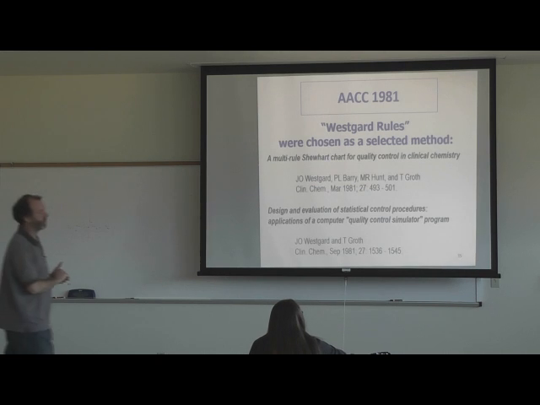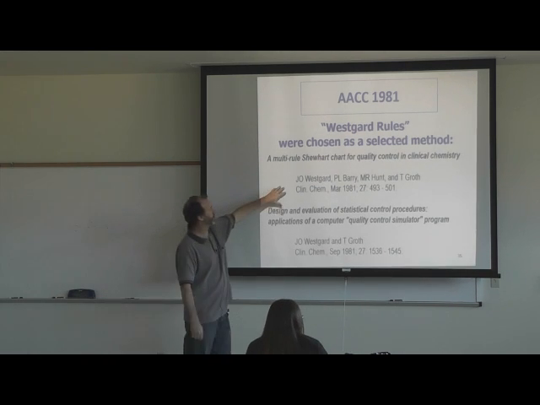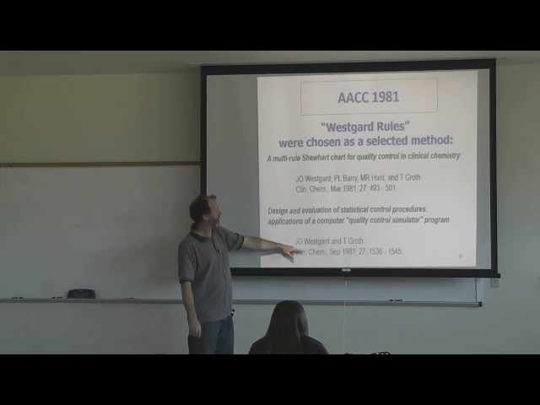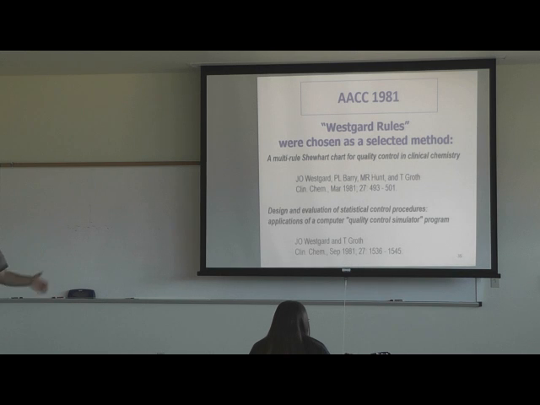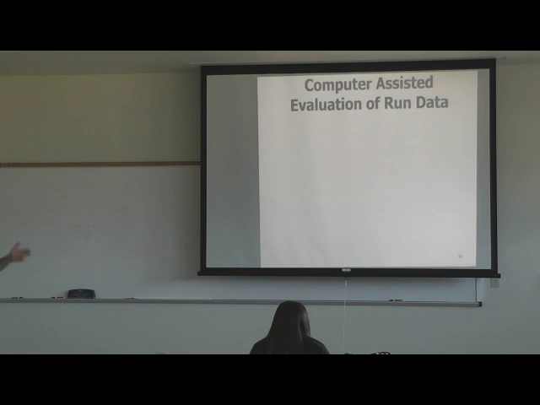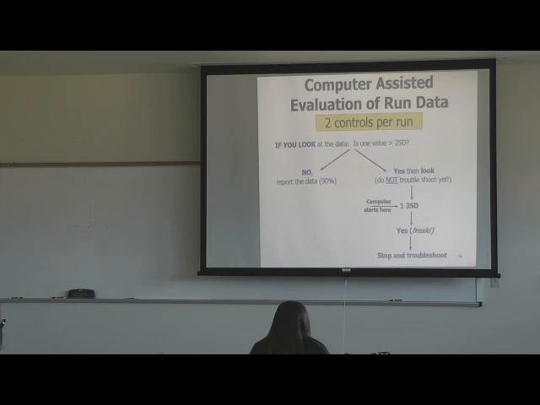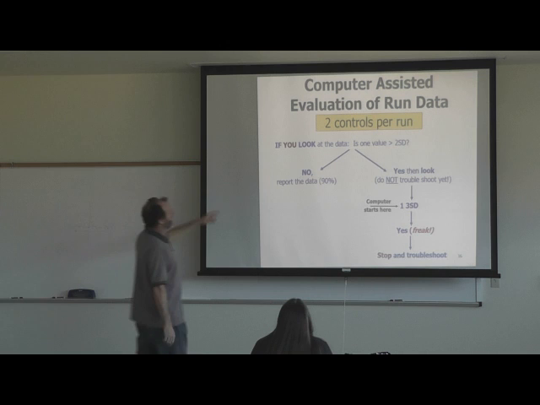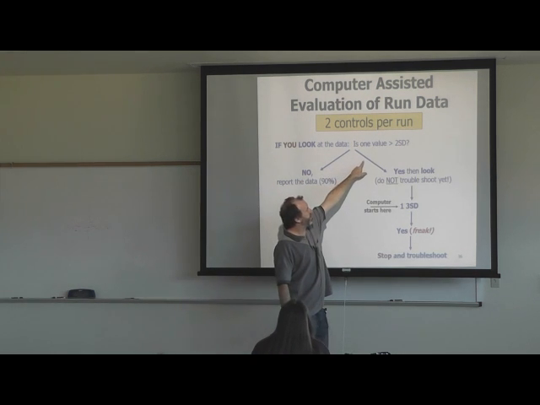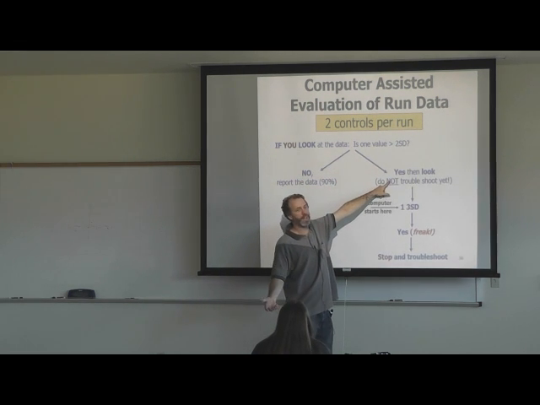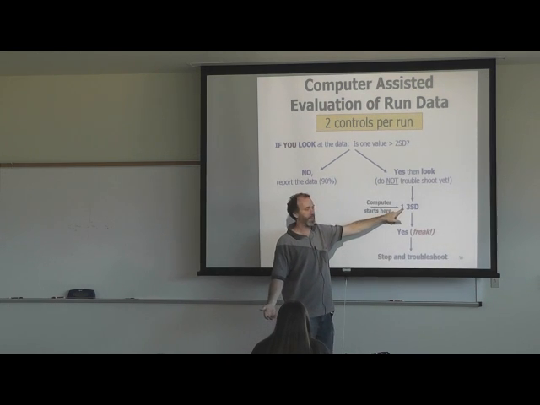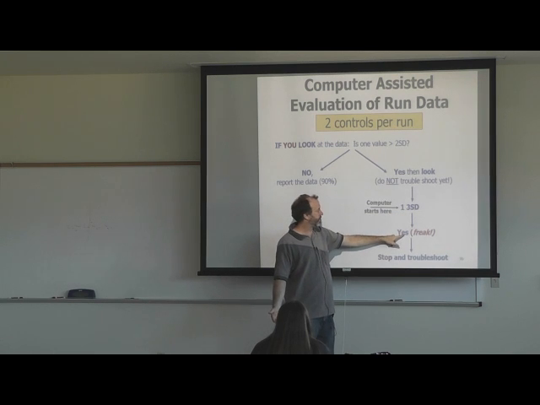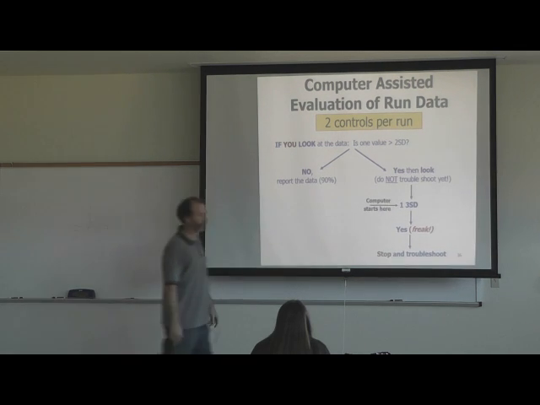These rules were published by Westgard back in '81, a long time ago. They have to do with not rejecting runs when you just have normal variation. It's also a way to troubleshoot. So in computer-assisted evaluation of the run data, you have 2 controls per run. If you look at the data, is one value greater than 2 standard deviations? If that's yes, you look again. The computer checks whether one is beyond 3 SD. If that's true, then you stop and troubleshoot what happened.